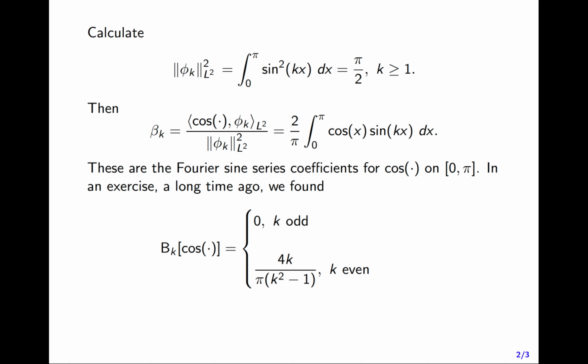And it turns out that in an exercise, one of the practice problems a long time ago, we found that the Fourier sine coefficients of cosine were b_k = 0 for k odd or 4k/(π(k² - 1)) for k even, at least on the interval 0 to π. So this is really what β_k is. And this gives us all the data that we need to solve the problem, either by grinding out β_k directly or by recognizing it with a connection to Fourier sine series.